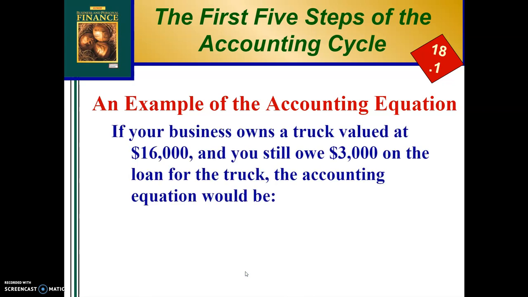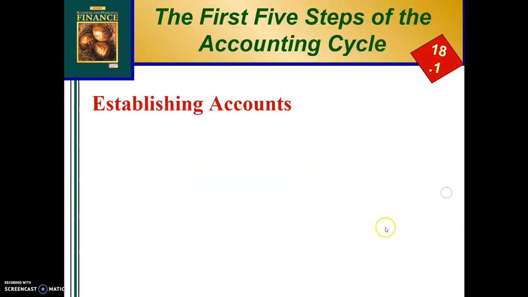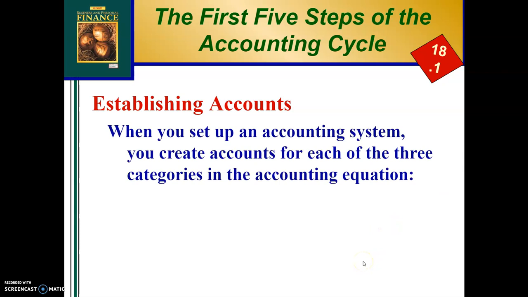An example of the accounting equation, let's take a look. If our business owns a truck valued at $16,000 and you still owe $3,000 on the loan for the truck, the accounting equation would be that $16,000 equals the $3,000 financial claim that the creditors have on the vehicle and the $13,000 owner's equity, or owner claim, that they have on the vehicle, which means that $16,000 equals $3,000 plus $13,000.